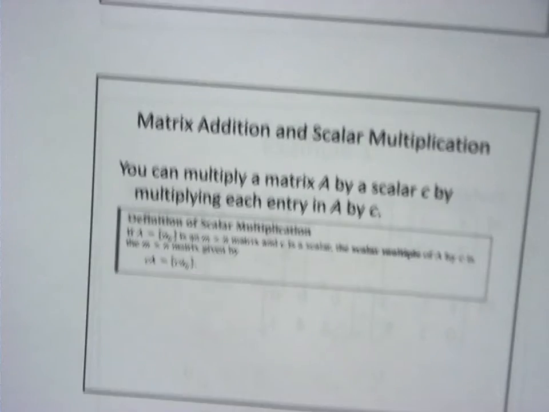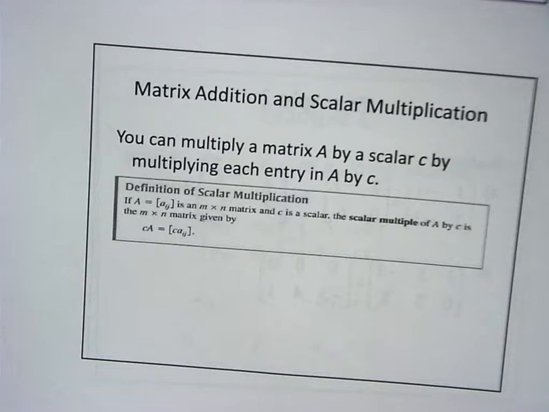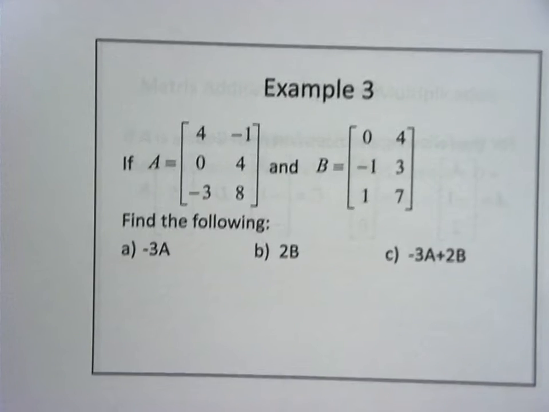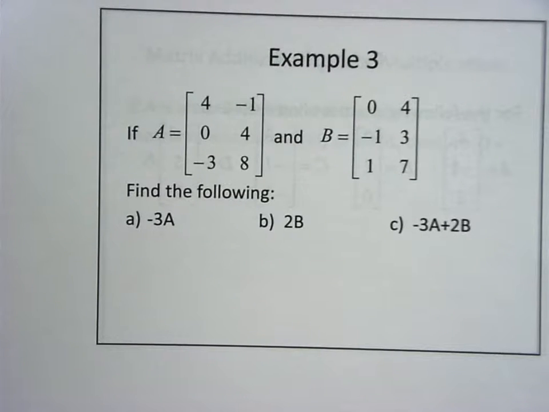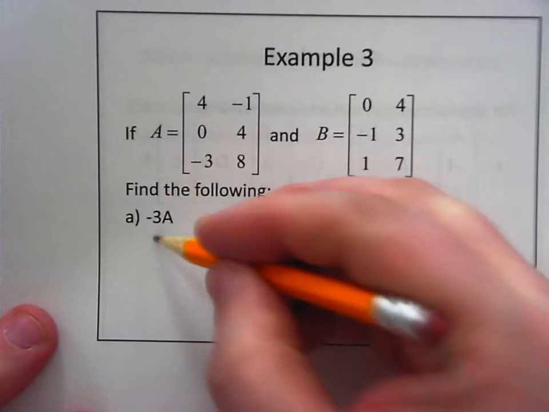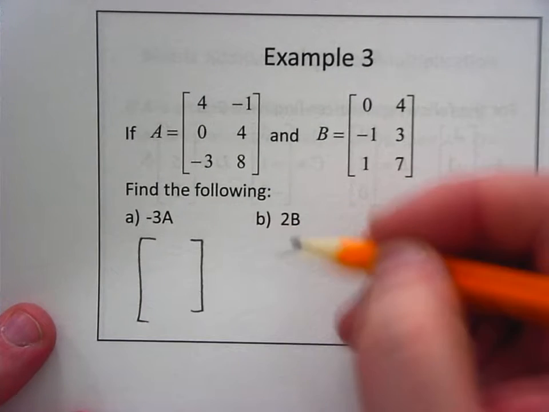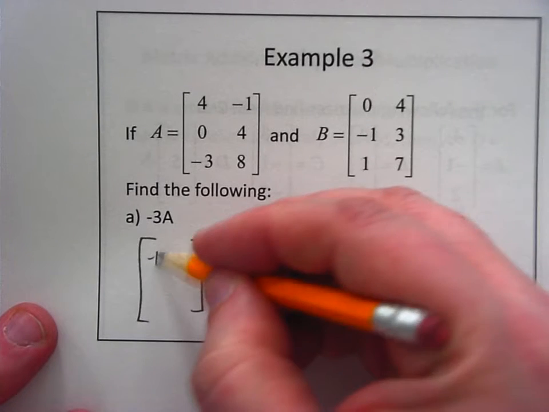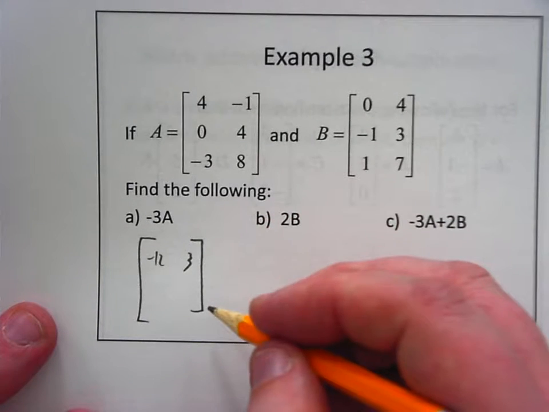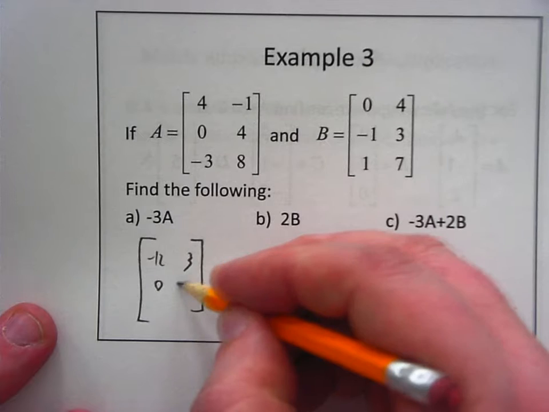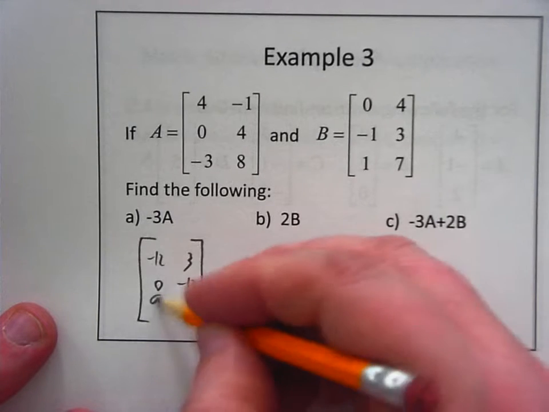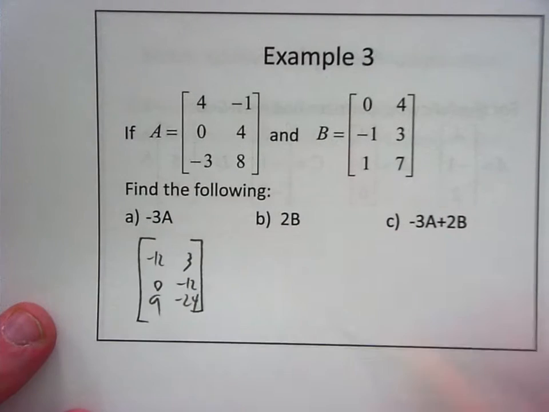Now, a scalar multiplier just means you have some number out front. All it does is distribute to every value in there. So, if I have these matrices, and I ask you to find -3a, would that do anything to the dimensions? No. What's going to be your top row? -12. Middle row? Bottom row? -24.